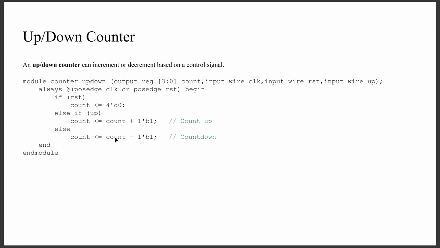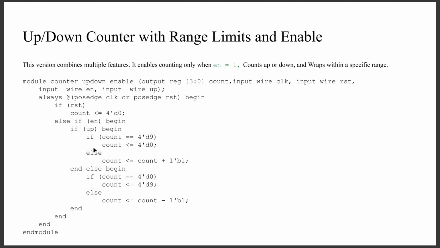An up-down counter can increment or decrement based on a control signal. So we declare our control signal, and then at every clock change, if up is true, then we count up, otherwise we count down.